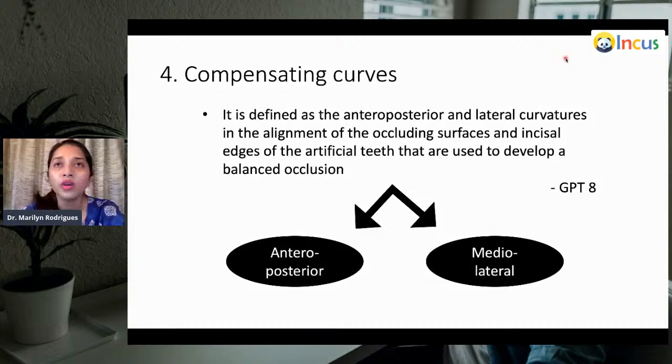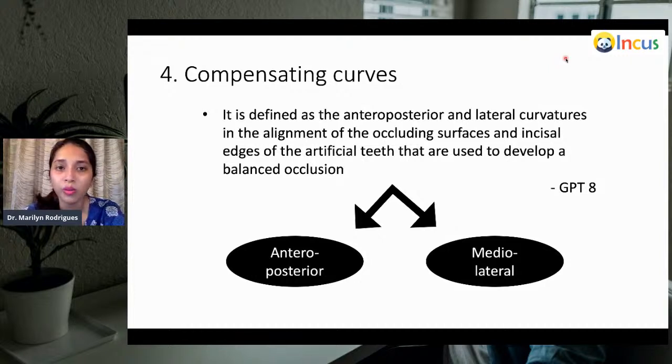It is when we protrude our teeth in a natural dentition, there is a bit of black space that occurs, or a gap, you could say, between your posterior teeth. That is normal in your natural dentition, and we do not need to compensate for this for any reason, because our natural teeth are strong enough to withstand this.